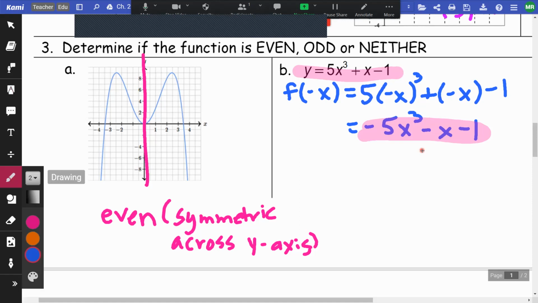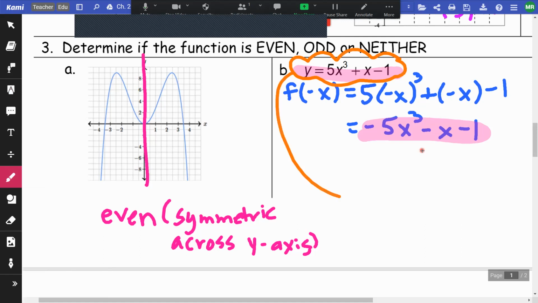Then I want to decide, is it the opposite? If I was to make this the opposite, it would have been a negative 5x cubed, so that looks good, minus x, so that looks good. But instead of a minus 1, I would have had a plus 1. So this is neither.